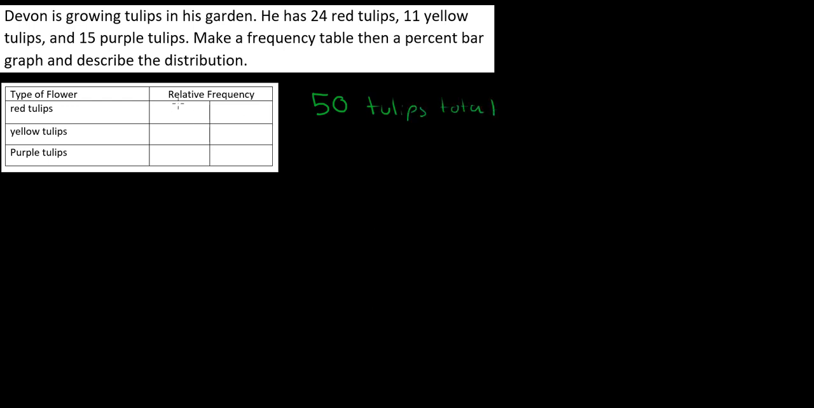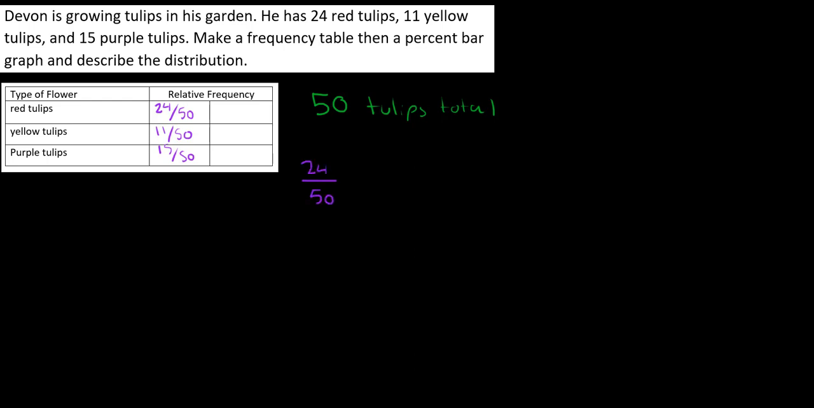Okay, so our red tulips, how many red tulips do we have? So as you can see, we have 24 out of 50 red tulips. Yellow tulips, we have 11 out of 50. And then purple tulips, we have 15 out of 50.